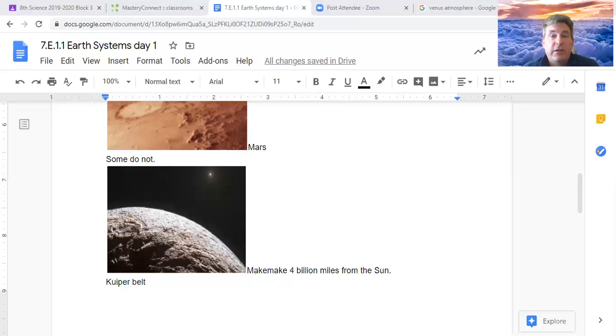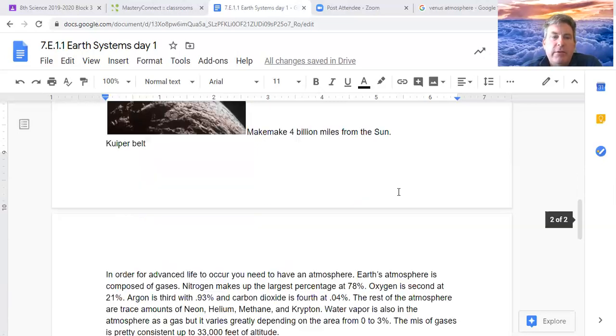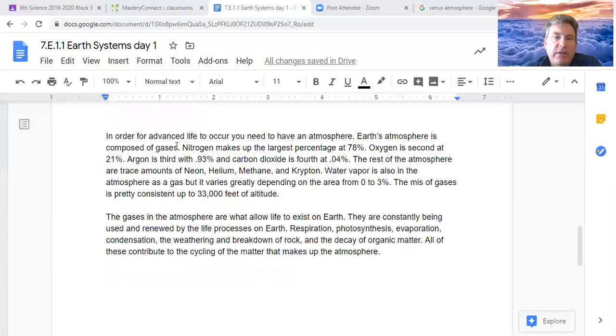So anyway, there are other things out there, but all these things in the Kuiper Belt, such as Makemake and Arrokoth, don't have an atmosphere. They're just little bitty planetoids, way far out there. As we continue to talk about the atmosphere, in order for advanced life to occur, you need to have an atmosphere.